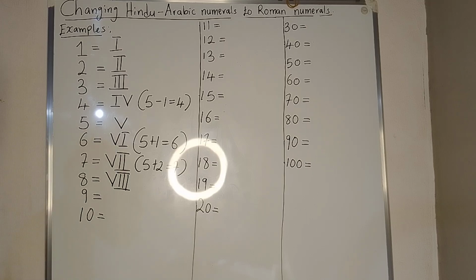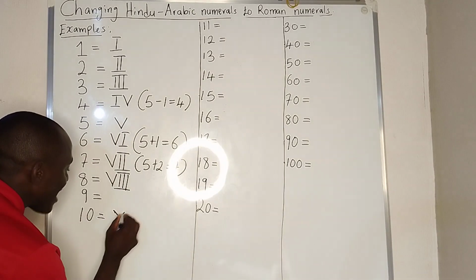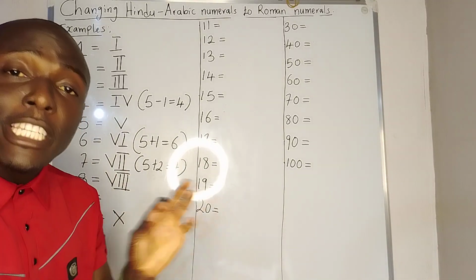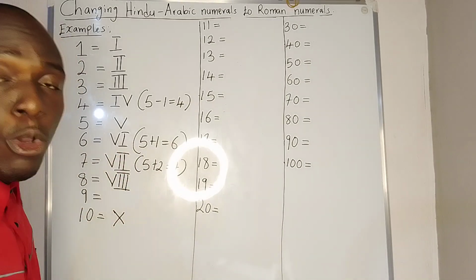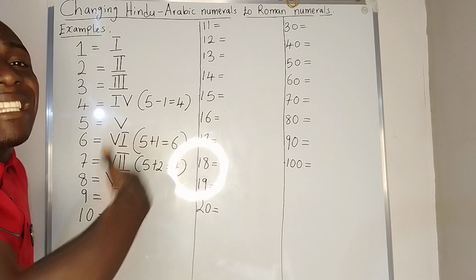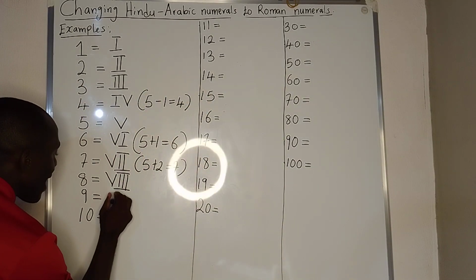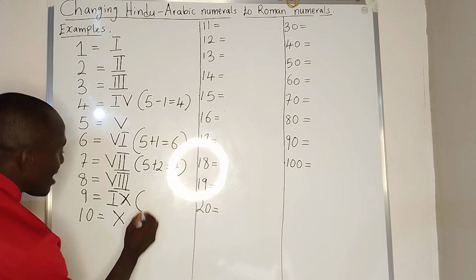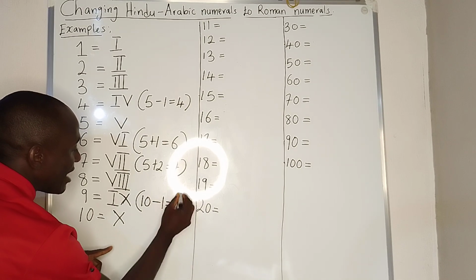What is 9? I won't solve 9 for now, so that we get how to manipulate it. For 10, it is X. My 10 is X. So therefore, to get our 9, remember what I told you. When a smaller Roman numeral is placed at the left-hand side, it signifies subtraction. But whenever that smaller Roman numeral is placed at the right-hand side, it signifies addition. So I'm going to have IX. My IX is written like this, which is 10 take away 1. It will give us 9.